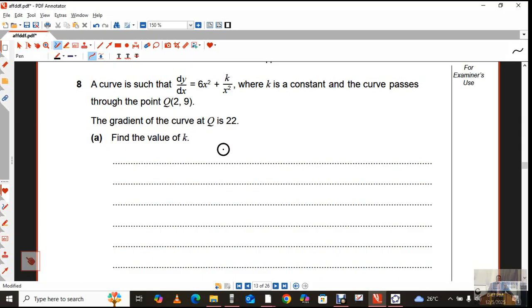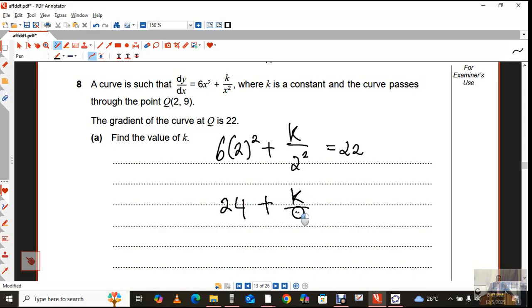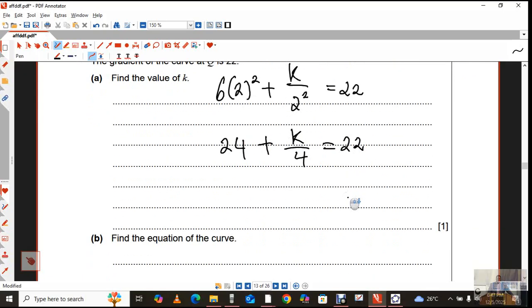So, 6, what is our x? x is 2. Plus k, what is x? x is 2. The gradient is 22. That's it. From here, just solve the problem. 2 squared is 4. 4 times that is 24, plus k over 4 is equal to 22. Okay. Then you have k over 4. 22 minus 24 is negative 2. Therefore, k equals negative 8.